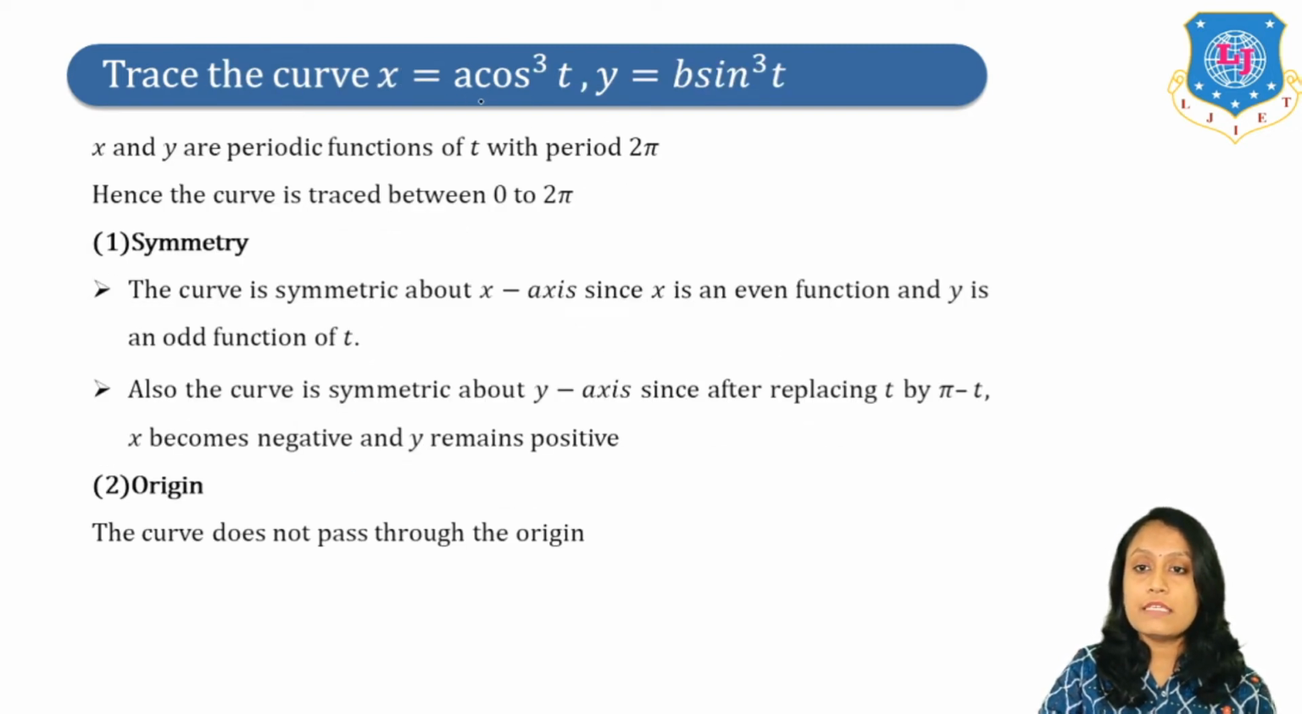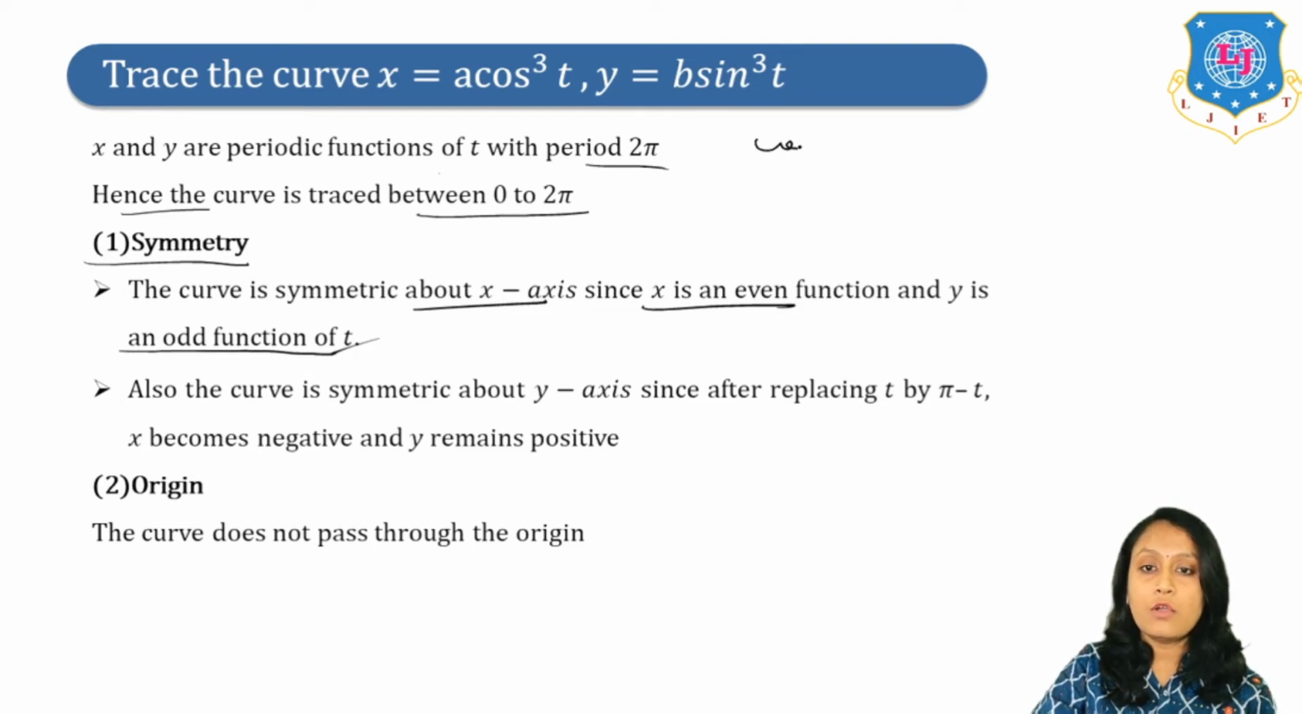Trace the curve x = a cos^3 t and y = b sin^3 t. Now here x and y both are periodic functions of t with period 2 pi. So we will trace the curve between 0 and 2 pi. Now first we'll discuss symmetry. The curve is symmetric about the x-axis. Why? Because x is an even function and y is an odd function of t.